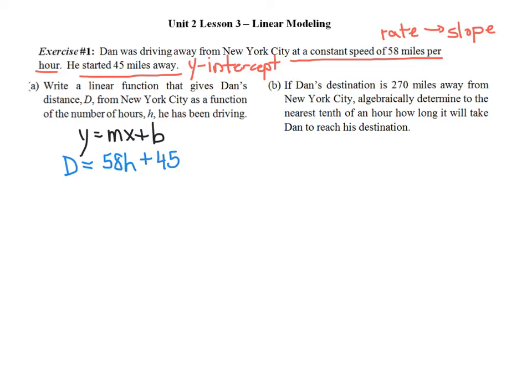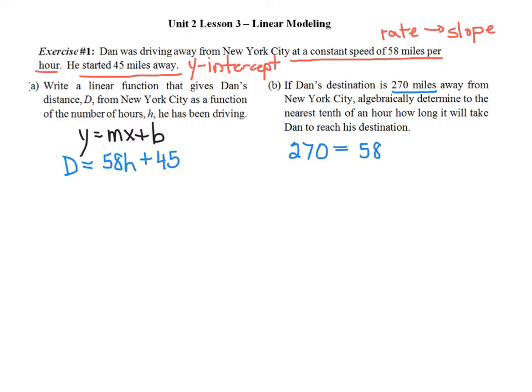Now in part B, we have some information that Dan's destination is 270 miles away from New York City. We want to algebraically determine how long it's going to take Dan to reach his destination. So that tells us that he wants to travel 270 miles. So we're going to replace the d with 270 miles.